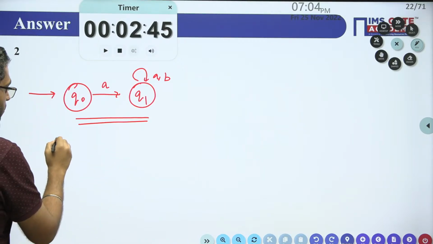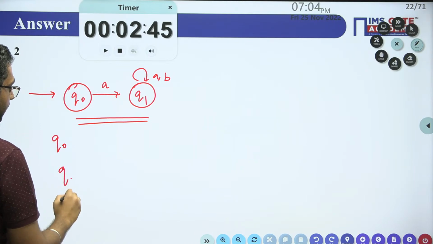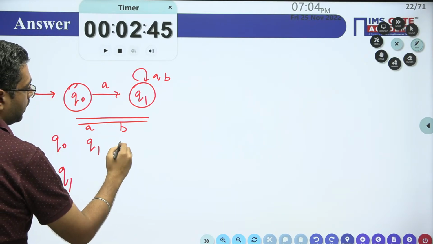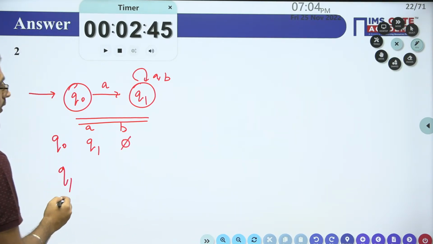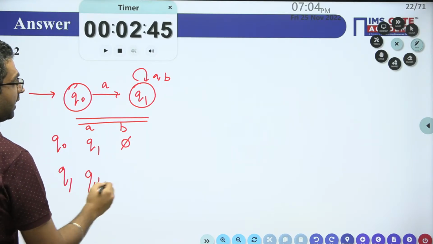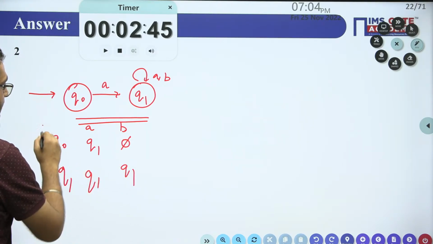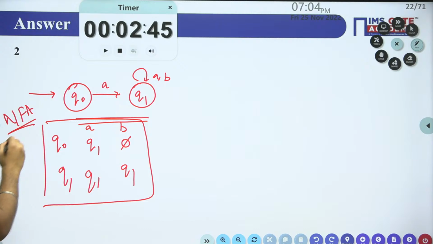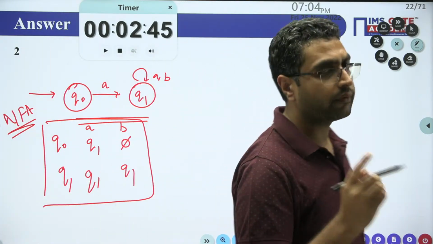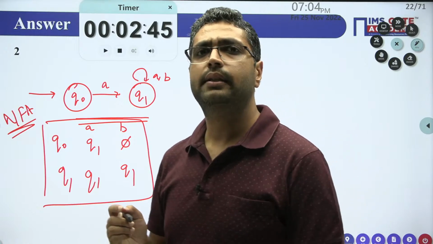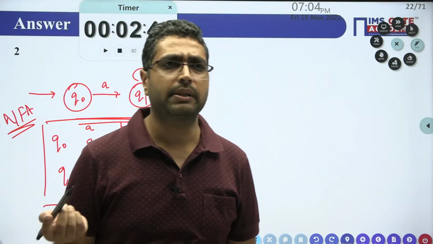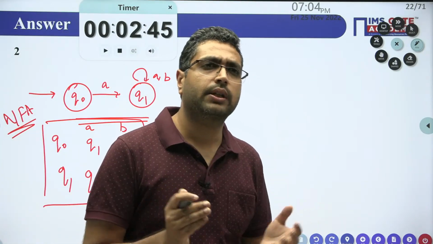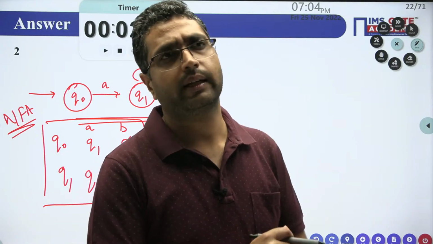So first of all you will draw the transition table for the NFA, which says Q0 on A goes to Q1, Q0 on B goes nowhere, which is phi. Q1 on A goes to Q1 and Q1 on B also goes to Q1. So this is the transition table for the NFA. Now if I want to convert from NFA to DFA, I'll start from the transition table and remove unreachable states. There is no unreachable state over here. The first step is to take the transition table and remove the unreachable states. Right, Kundan? You are correct.